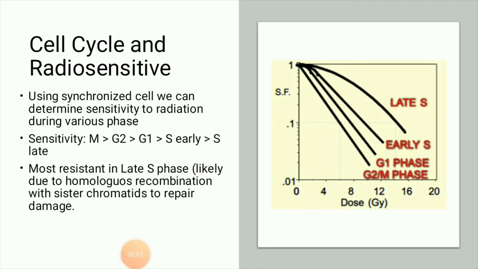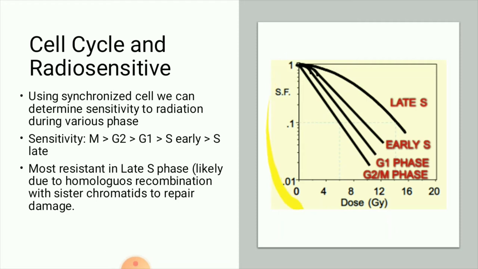Okay, let's go to the cell cycle and radiosensitivity. The cell cycle for a mammalian cell can be divided into four phases: mitosis, M phase, G2 phase, followed by G1 phase, early S phase, and late S phase. The cell cycle phase can determine the cell's relative radiosensitivity, with the cell being most radiosensitive in G2 and M phase.